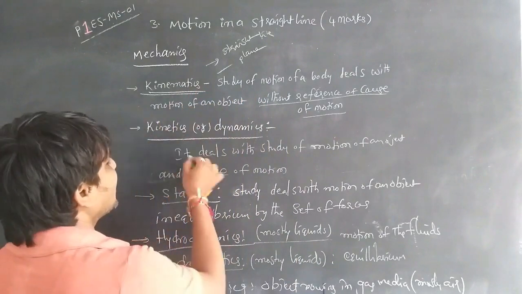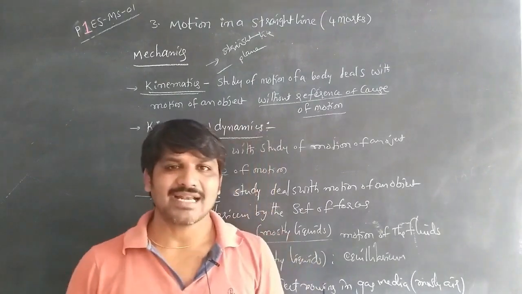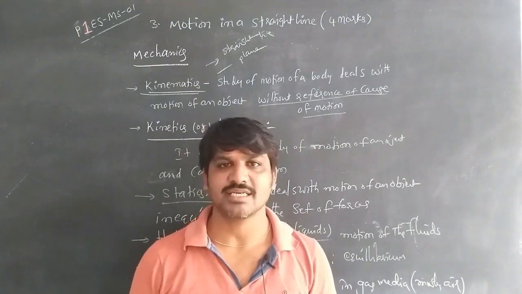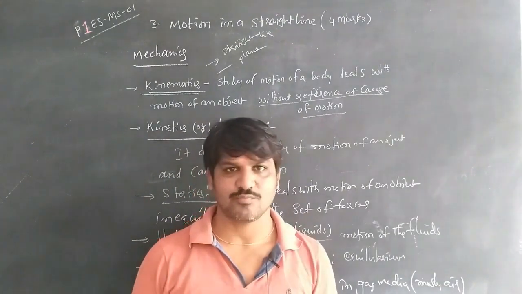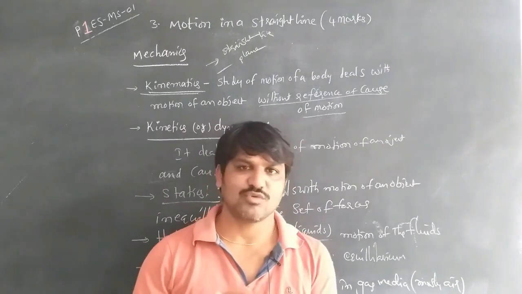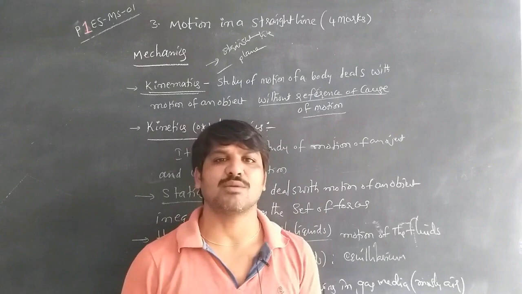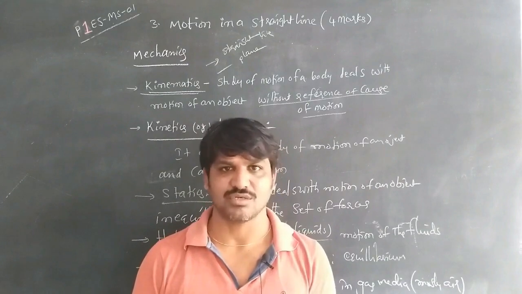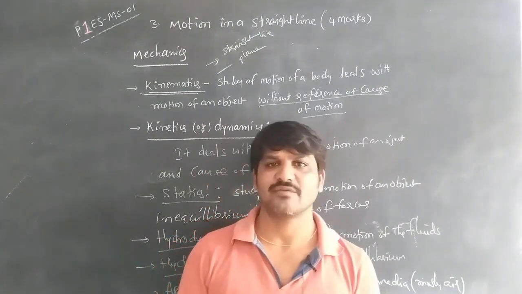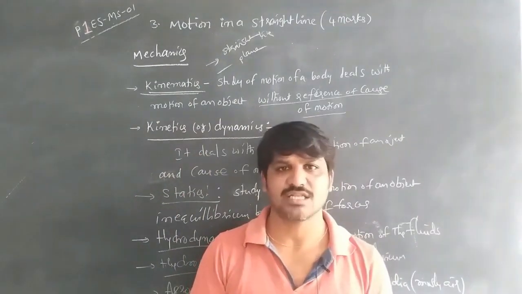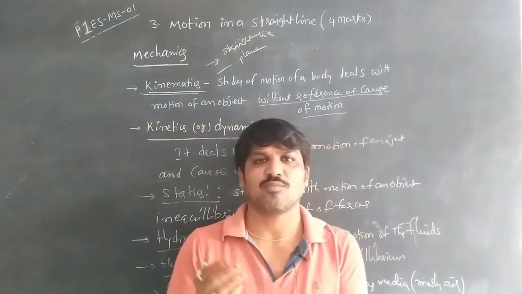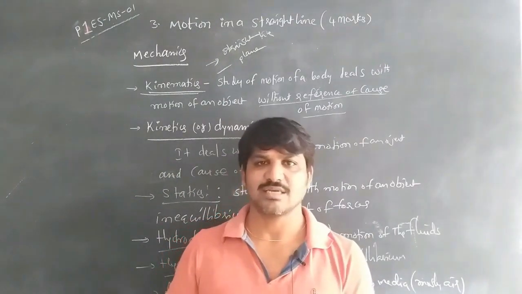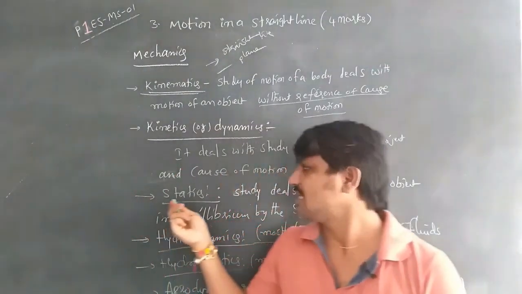The next one is kinetics, or dynamics. In kinetics or dynamics, we discuss the motion of an object as well as the cause of the motion. We discuss both of them. That means the motion of an object, what parameters are involved during the motion, and why the body is in motion, what factors are involved for the motion. That type of topic we discuss in kinetics, also referred to as dynamics. Whenever the body is in motion, we discuss the cause of the motion also. That is about kinetics.